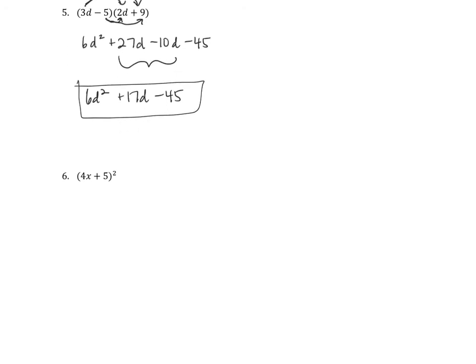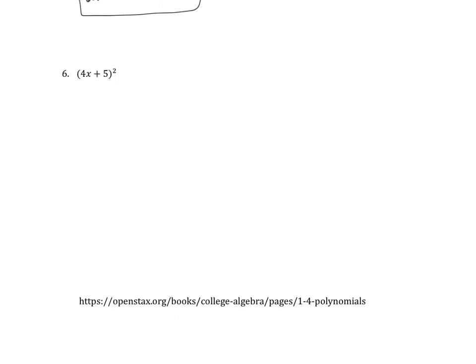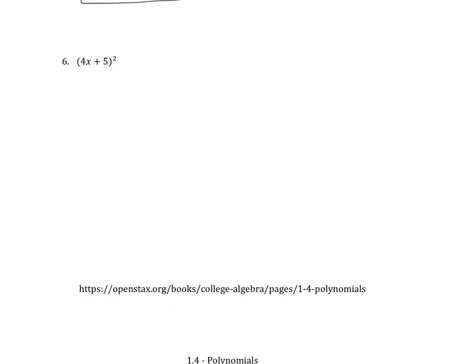All right, number 6. This is actually just like number 5. It's just written in a different way. Remember, you do not just distribute the little 2. You cannot do that. That is incorrect. What you have to do is realize that this is 2 of that set. So this means 4x plus 5 times 4x plus 5. Because the square means you have that same thing multiplied by itself twice.